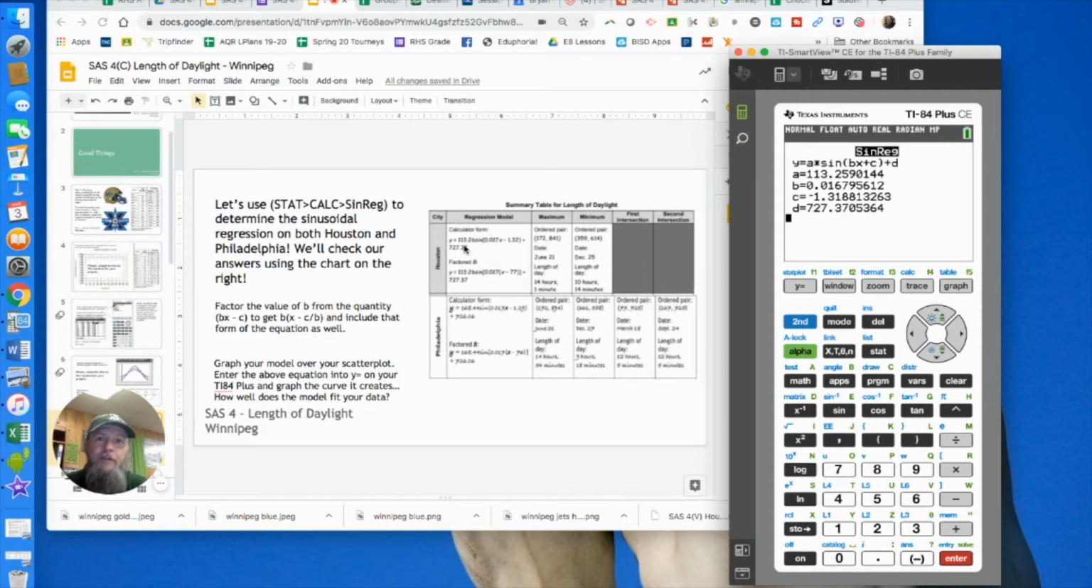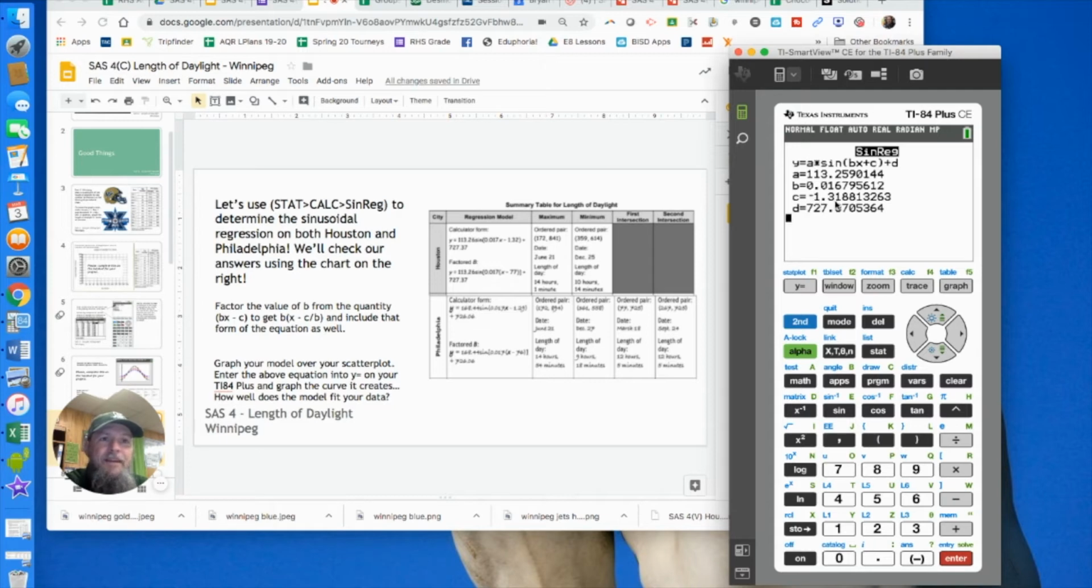If you look carefully, you'll see that is exactly the calculator form that we got. Now, in order to factor the b, notice that b is multiplied by x inside the quantity. So we want to take the b outside of the quantity and leave x plus c divided by b. When you factor, you take a b out of both terms. It's easy for the x term because b is already multiplied by the variable. For the other term, we have to divide c by b.